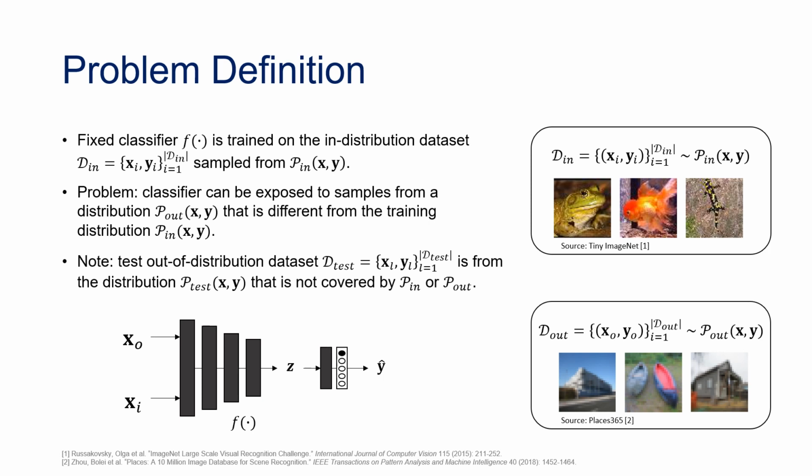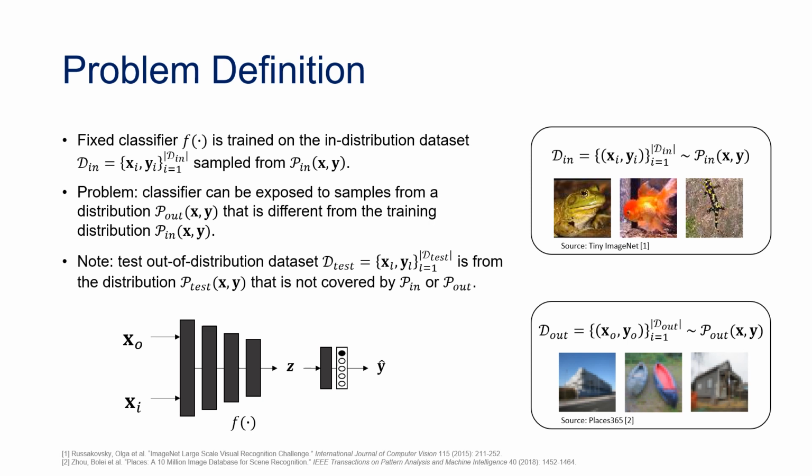During inference, the classifier is fixed. The classifier can now be exposed to samples from the training distribution, but also to samples that are from a different distribution P_out, which is different from the training distribution. The predictions of the neural network are unreliable for those out-of-distribution samples. Therefore, we want to detect the out-of-distribution samples.